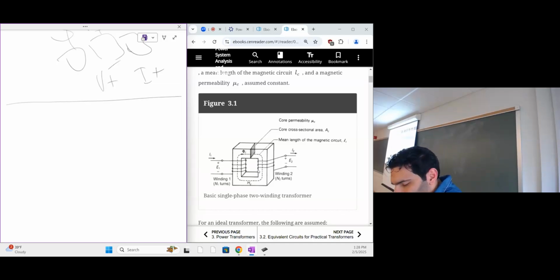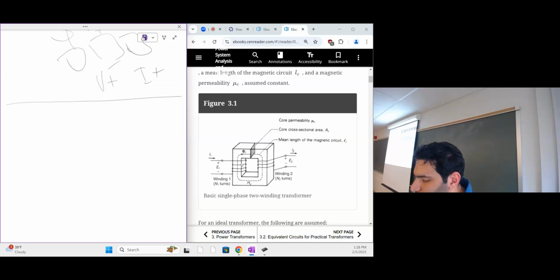Effectively, we are trying to apply a certain voltage on the first winding, on E1. Then the current starts to traverse through the wire. At the same time, that would lead to the generation of a certain flux, phi C.